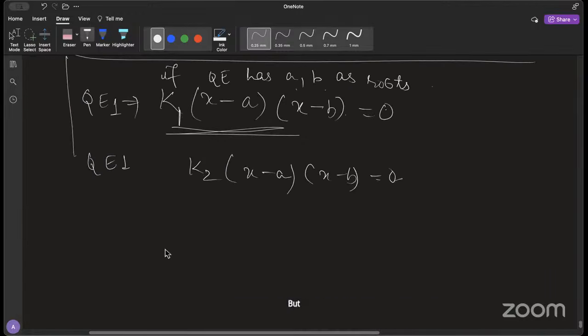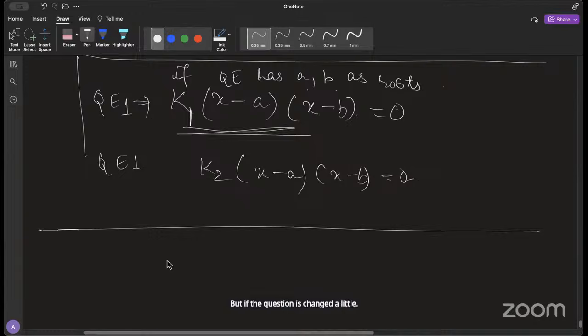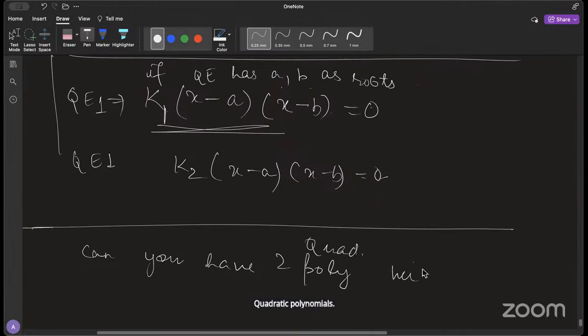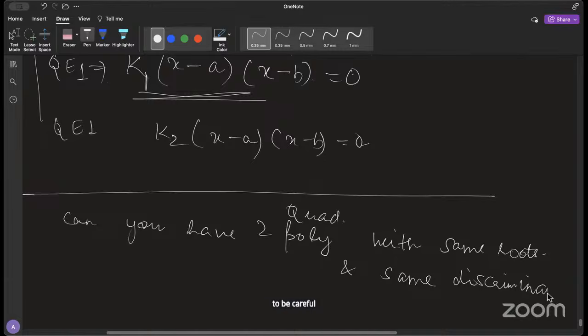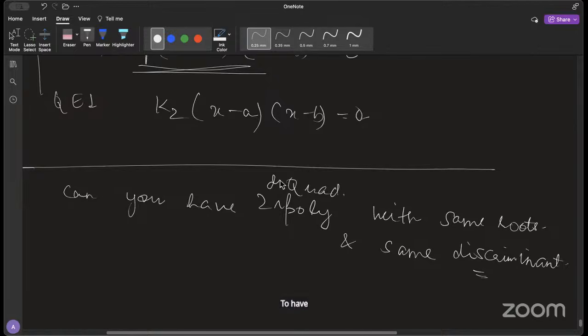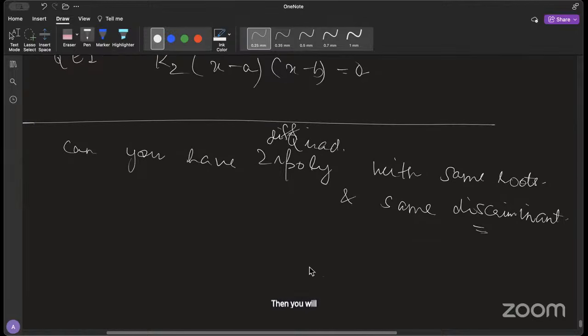But if the question is changed a little in terminology and it says, can you have two quadratic polynomials with same roots and same discriminant, then that's a question to be careful about. To have two different quadratic polynomials, you will have to check the discriminant.